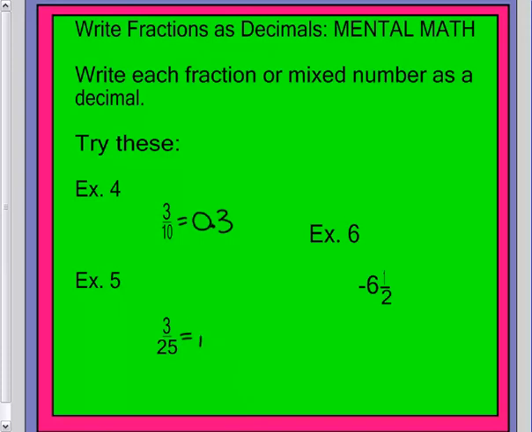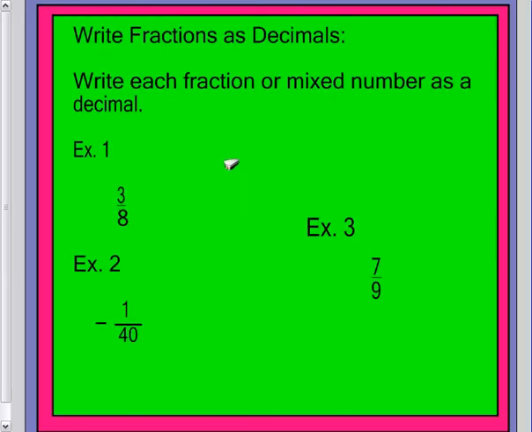3/25, if we simplify it, multiply by 4, we would get 12 because 3 times 4 is 12. So 12/100. And here, 1/2 is really like 0.5. So if it's negative, we leave the negative sign. And it would be -6 and 5/10.